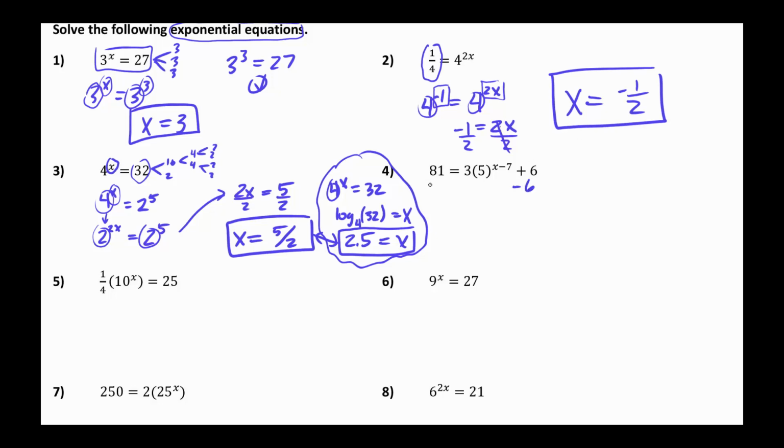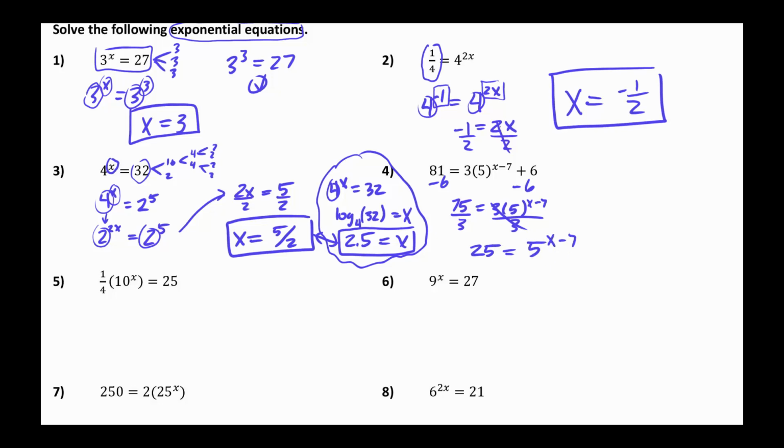So let's get rid of that 6. Subtract 6 from both sides. 81 minus 6 is 75. Rewrite the right-hand side. 3, 5, and x minus 7, teeny tiny up there. Getting rid of the front 3, you have to divide. So I'll go ahead. 75 divided by 3 is 25. What's left over is 5 raised to the x minus 7 power.